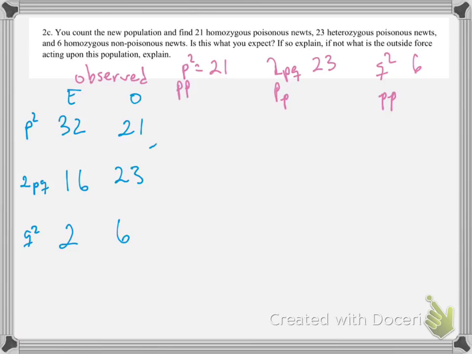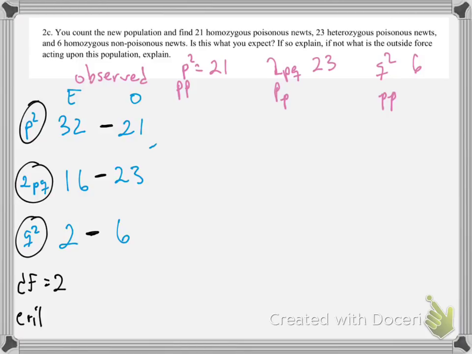So the question is, does the difference between each of these numbers, the difference between 32 and 21, 16 and 23, 2 and 6, is that statistically significant? Is evolution happening in this particular situation? Essentially, are the allelic frequencies changing because of some outside force or some reason? All right, so if I plug this in, now I have 3 options, right? Option 1, option 2, option 3. So here my degrees of freedom are 2, and my critical value, going back to that sheet from the first page, is 5.99. So that's what I'm going to be comparing it to.